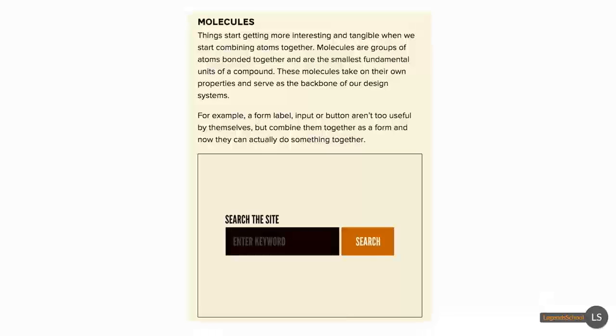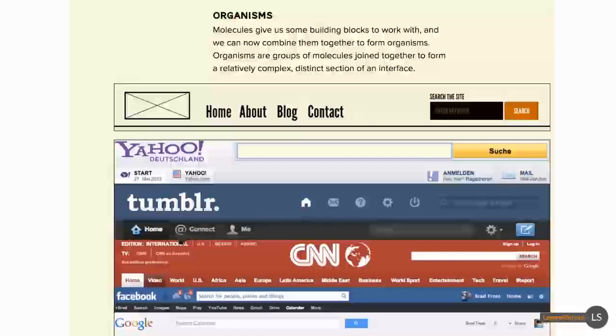However, when you combine them to form a molecule, things start getting more interesting. Molecules are the smallest fundamental unit of a compound. These molecules take the properties and serve as the backbone of design systems. In the previous example, a form label, input, and button aren't useful by themselves, but when you combine them together, we make a search the site molecule, and that can be reused all over your system.